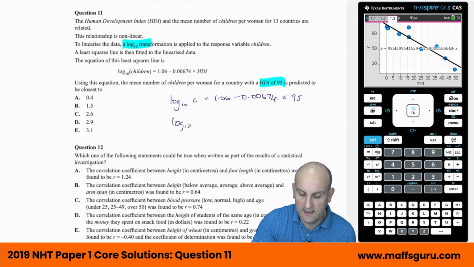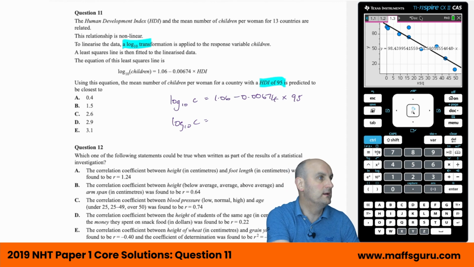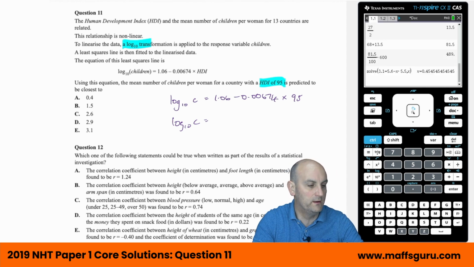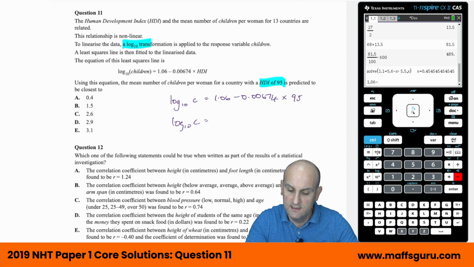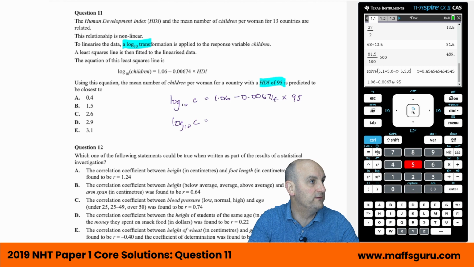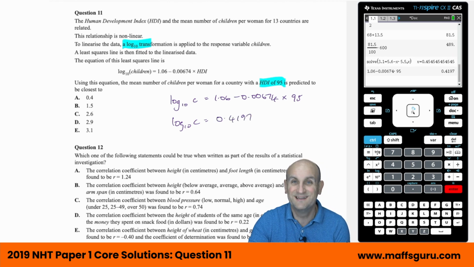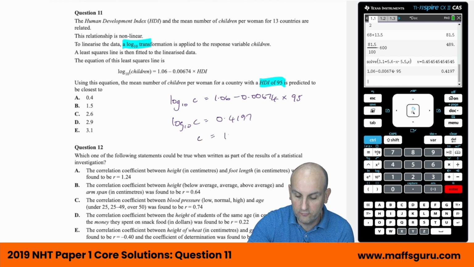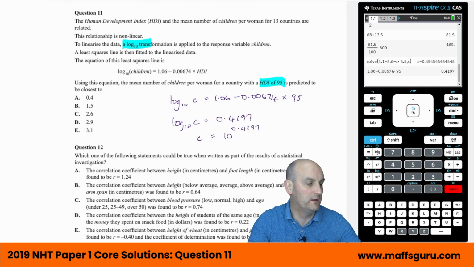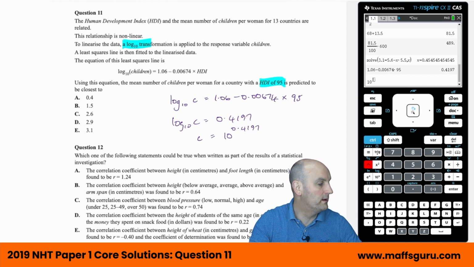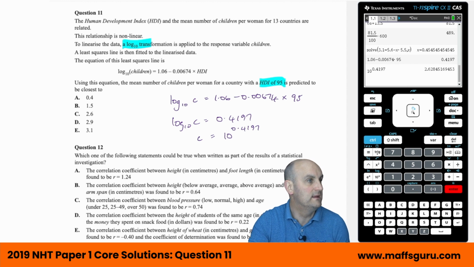So if I put that into my calculator and work out what's on the left, let's go back to my main screen here, 1.06 minus 0.00674 times 95. So that gives me 0.4197. To get rid of that log 10, what I do is raise that number to the power of 10. All right? So now if I go 10 to the power of my answer and hit enter, out comes 2.63. So question number 11, C, is the correct answer.